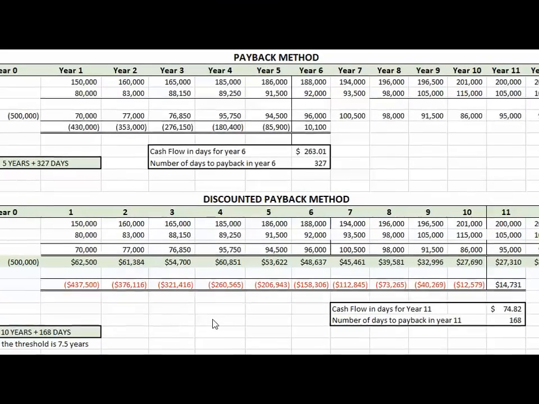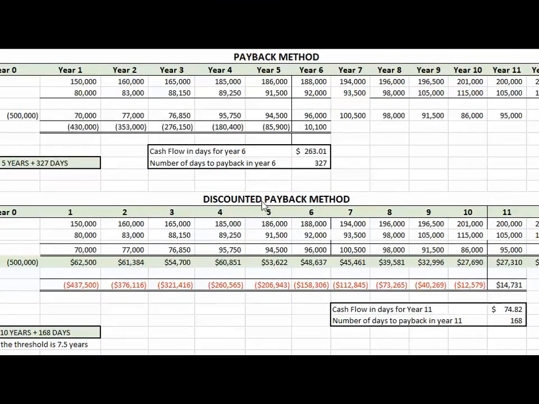Okay, now let's look at the discounted payback method. In the discounted payback method, you must first convert the regular cash flow to the present value, just like what we did earlier when we were looking at profitability index. So essentially this cash flow in year 1 is worth 62,500 if you were to bring it back to the present value. The 77 is worth 61,134.